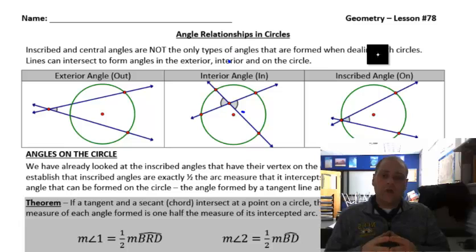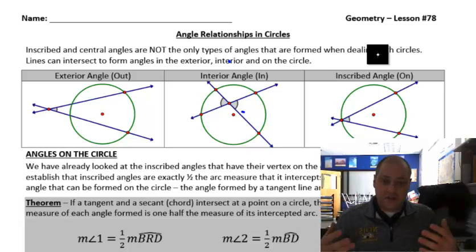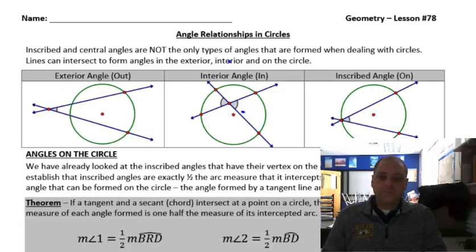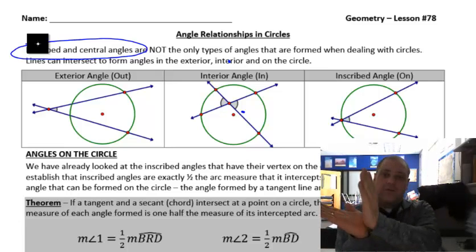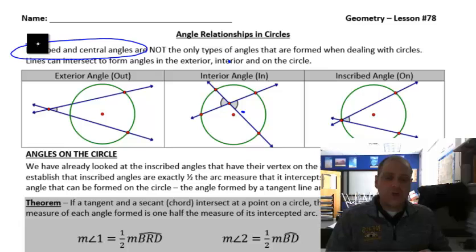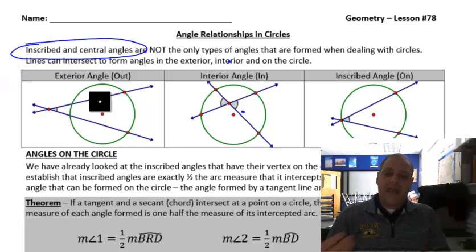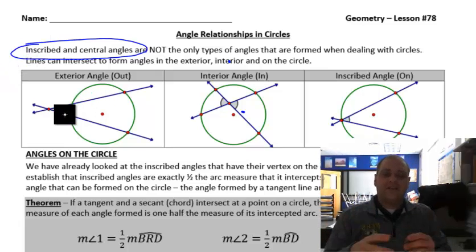What we're going to look at here is how to find the measures of angles and the relationships within these circles. So we've done inscribed and central angles. We talked about inscribed angles and how an inscribed angle is half of the intercepted arc, and a central angle is equal to the intercepted arc. We should know that by now. Now we're going to get into angle lines that intersect inside the circle, on the circle, and outside the circle.